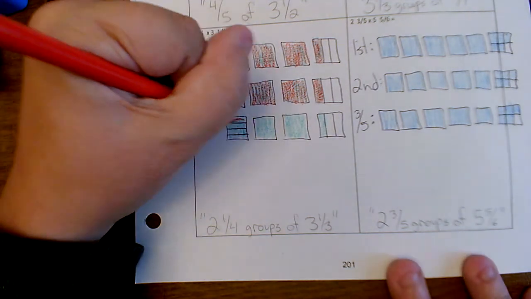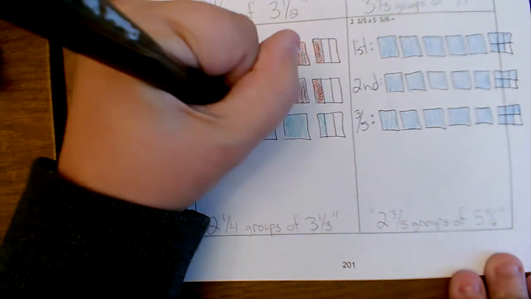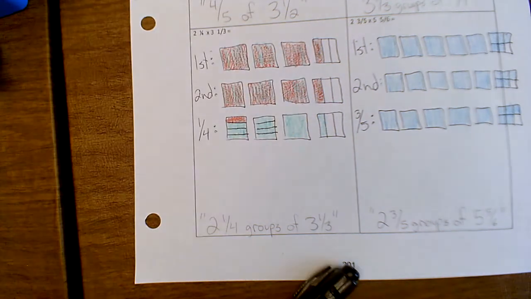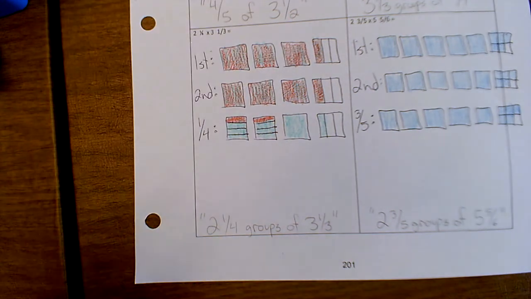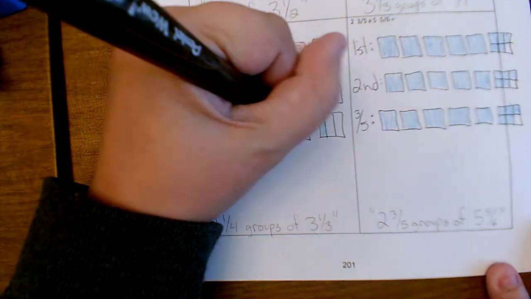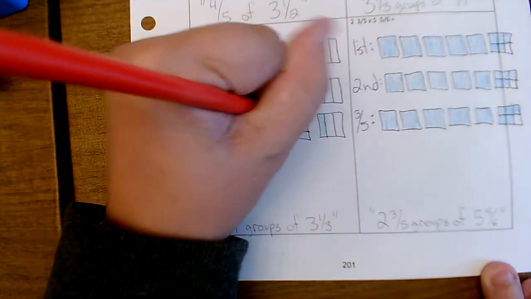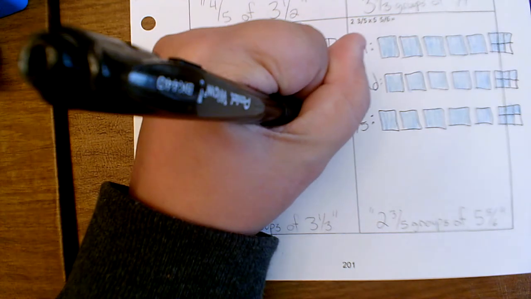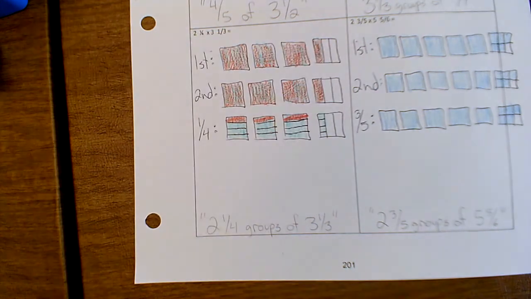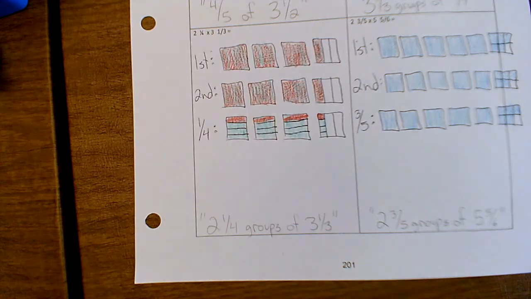So I'm going to take 1/4 of my first one, and then 1/4 of my second one, and then 1/4 of my third one, and then 1/4 of the 1/3. So chop that into 4 pieces, and we have this tiny little bit right there.